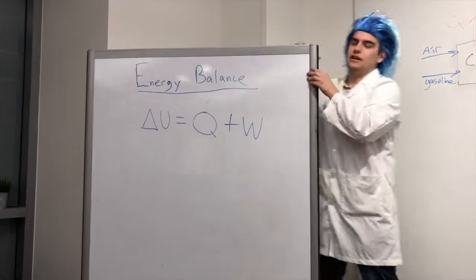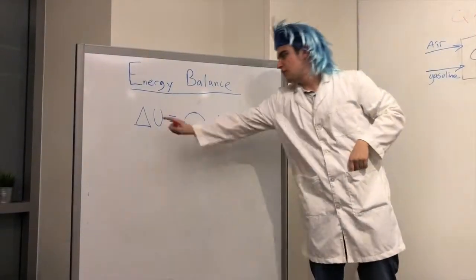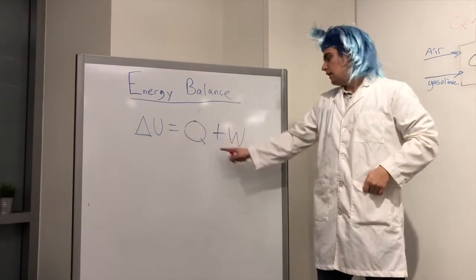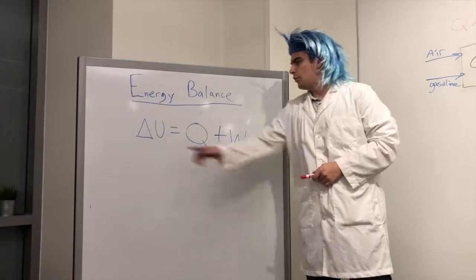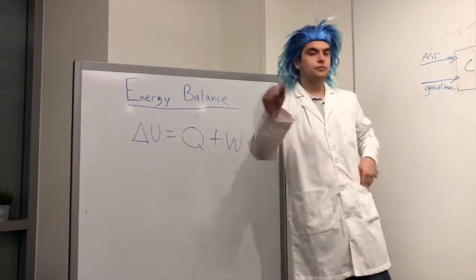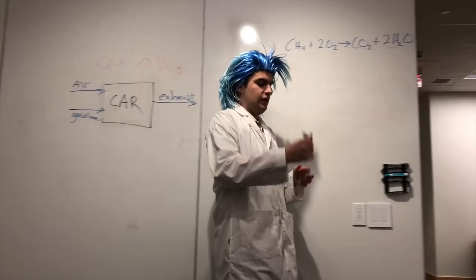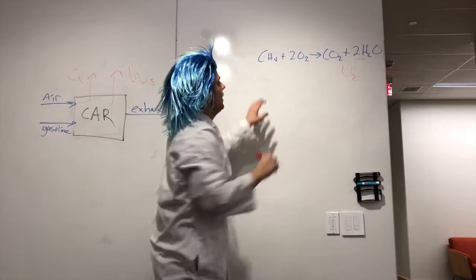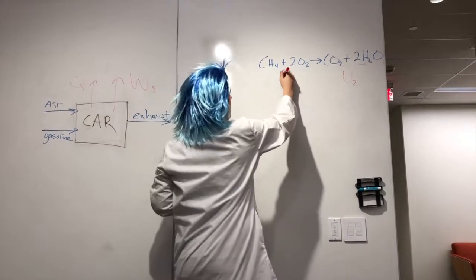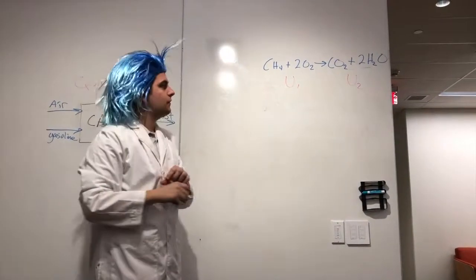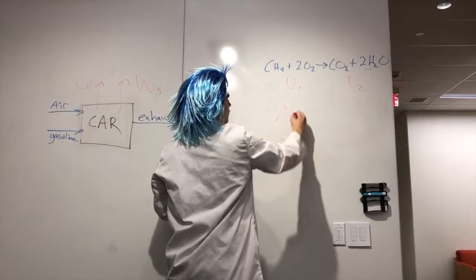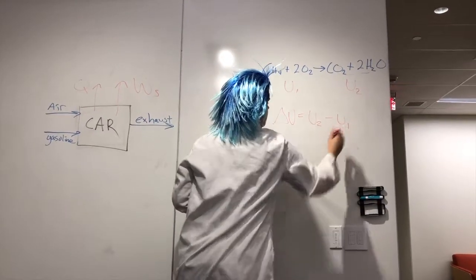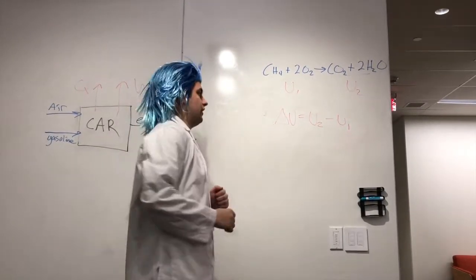This is the energy balance right here. Now we have the terms delta U equals Q plus W. Now we know that Q is heat and W is work, which makes the car move. But what is this delta U right here? Well, what a great question. You see, our exhaust up here has a certain internal energy right here, whereas the gasoline and the air have its own internal energy. Now, if we have delta U, which is the change in internal energy, equals U2 minus U1, that will be the change in internal energy.